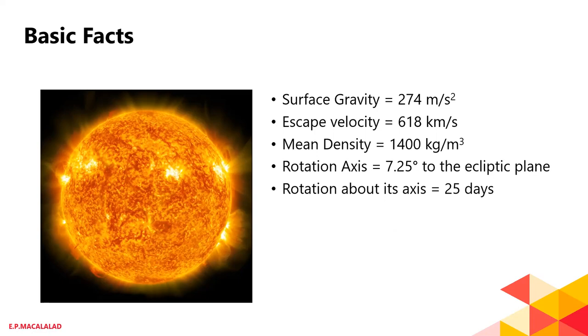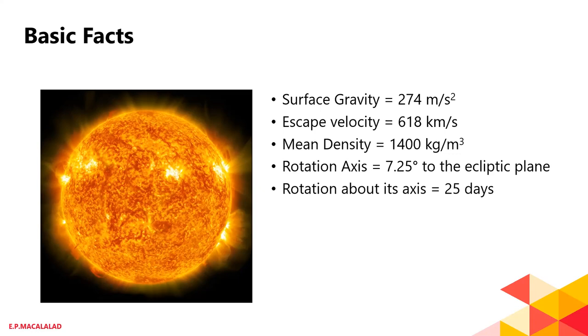The gravitational acceleration on the surface of the sun is very large because of the immense mass of the sun itself. At the surface, if you can place an object to freely fall on the surface of the sun, it will accelerate at a rate of 274 meters per second squared. Therefore, the escape velocity is about 618 kilometers per second. And the mean density is 1,400 kilograms per cubic meter.